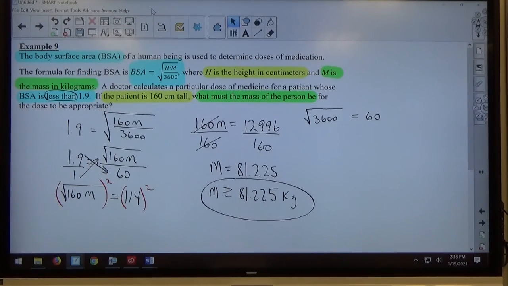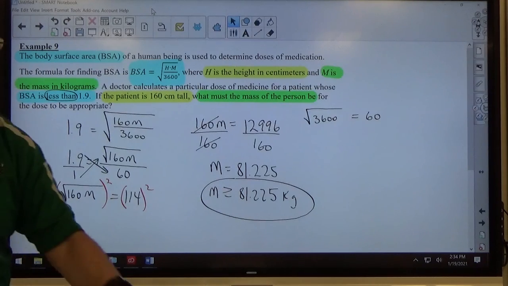If I said mass less than, maybe they're 20 kilograms, and all of a sudden we're giving them this big dose of medicine meant for somebody who's 81 kilograms, right? So we want to ensure they're not getting too much medicine. We're going to make sure their mass is bigger than that number to account for that.